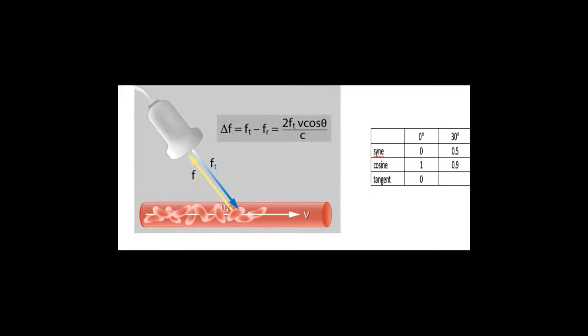The other thing is that you had better be guided by color, because when you put color on before you put your CW, the color can show you the direction of the flow, and you try to follow that direction with your CW interrogation line. Okay?